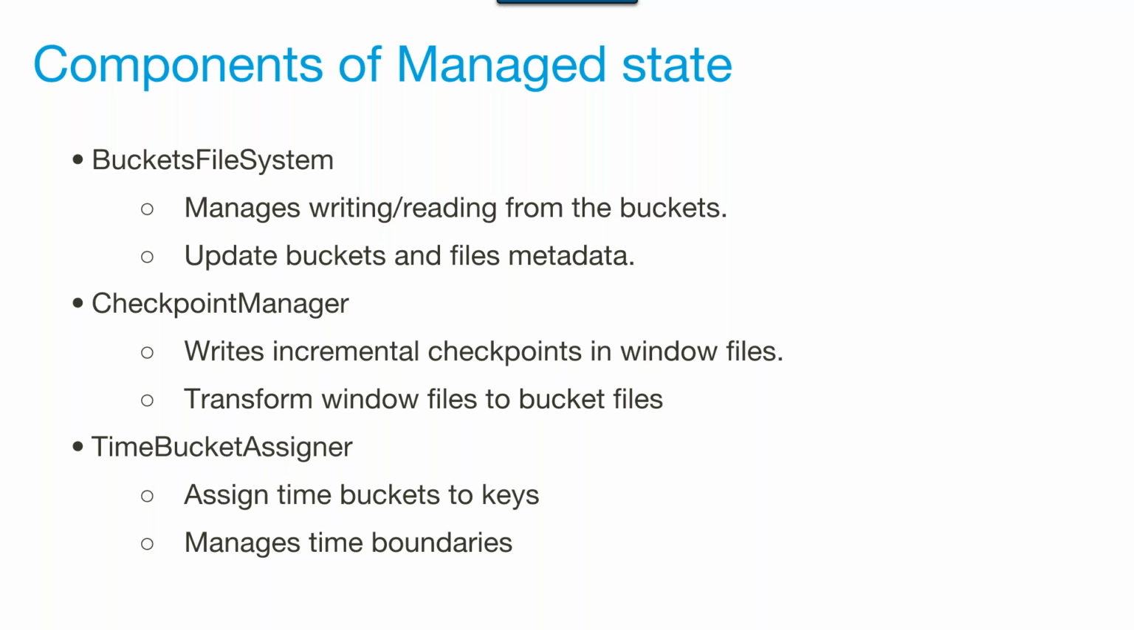The next component is the checkpoint manager. Here we'll use the incremental checkpoint manager. So instead of saving the complete state, we'll save the difference between the two checkpoint states, and we'll save it into one file. That file we'll call a window file. Later we'll transfer this window file to the bucket files. The bucket files are the time bucket files, meaning we'll distribute it based on the time field.